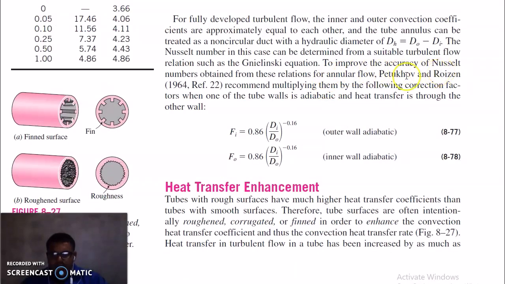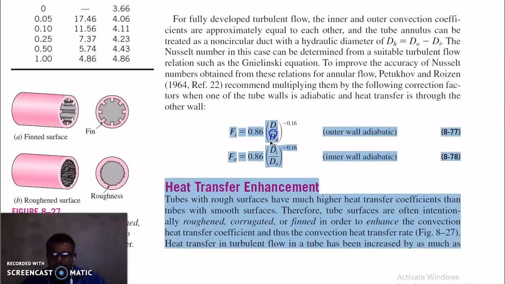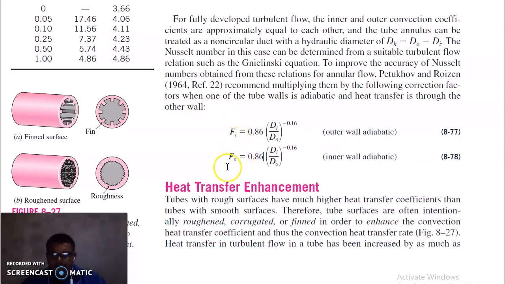To improve the accuracy of the Nusselt number obtained from these relations for annular flow, Petukhov and Roizen recommend multiplying them by the following correction factor when one of the tube walls is adiabatic and heat transfer is through the other wall. This is the relation for inner and this is for outer. So this relation is for the inner Nusselt number and this is for the outer Nusselt number.